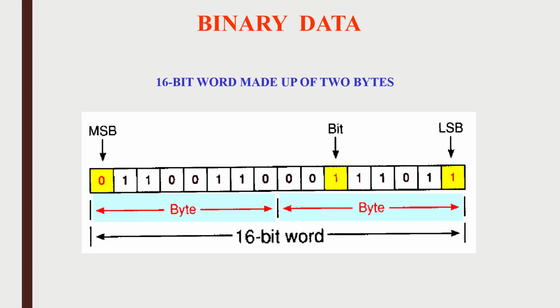Here we see a 16-bit word made out of 2 8-bit bytes. What I want to point out here is you see on the right they have the first column, the first bit, listed as LSB. That stands for least significant bit. While on the other end, to the left, you see the most significant bit.